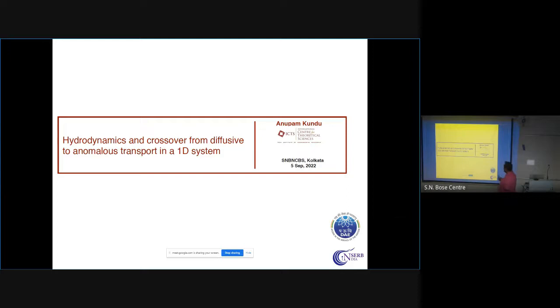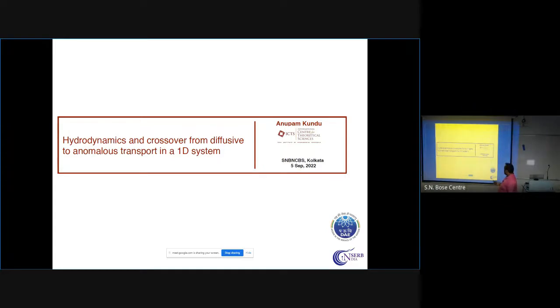Okay, so I'll talk about how hydrodynamics emerges from some microscopic description of the system. It's not very rigorous, but it's an intuitive study. And we see that this derivation also gives you some difficult corrections, and that will allow us to study the crossover from diffusive transport to transport in a 1D system.